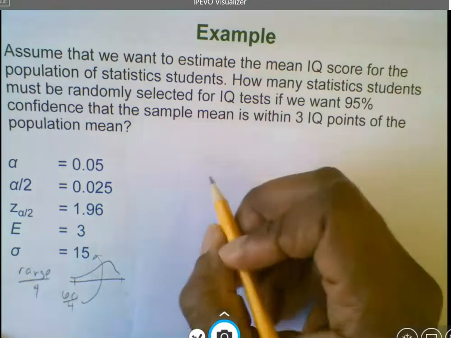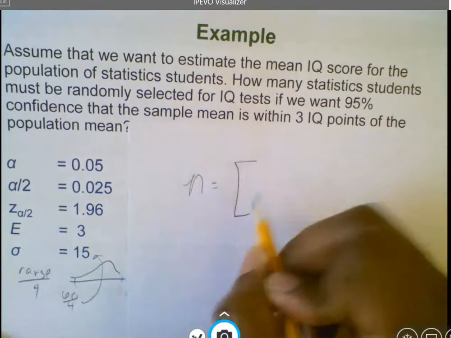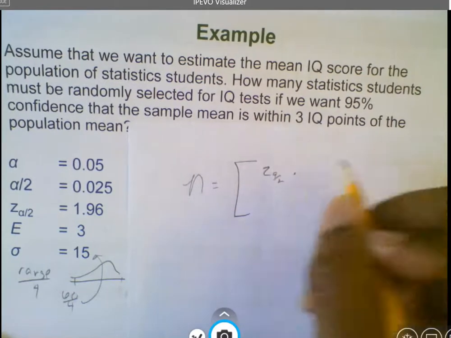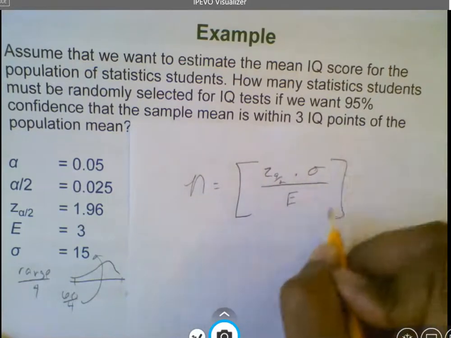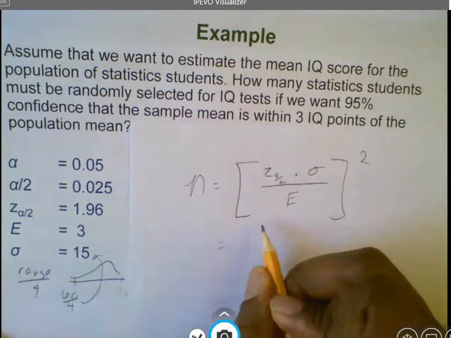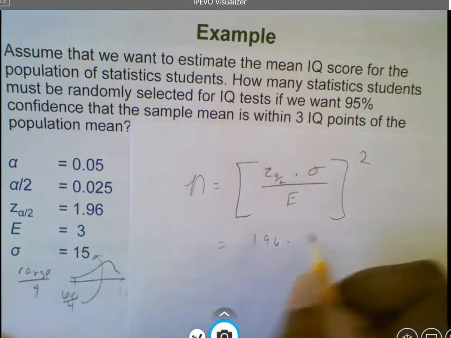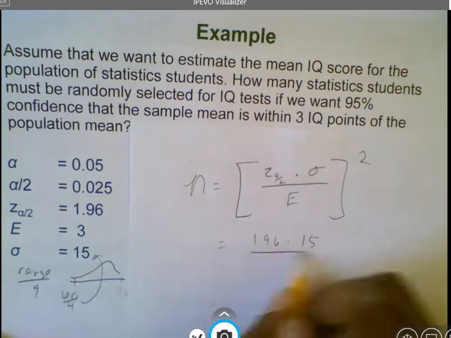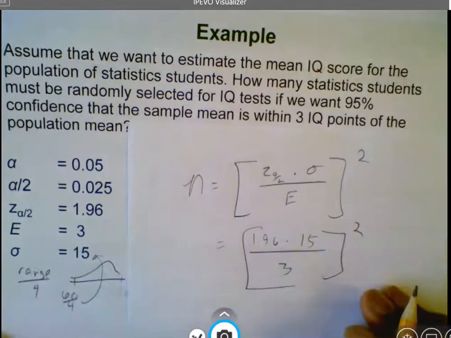All right, so basically we need to know how many students we need to actually complete this. It should be our z-score of alpha divided by 2 times our standard deviation, divided by the margin of error, squared. With a 95% confidence interval, that z-score should be 1.96. That standard deviation was 15. That margin of error was 3. That number should be squared.